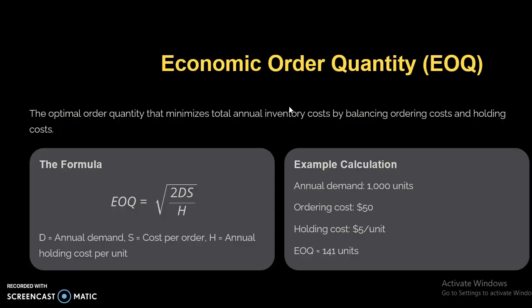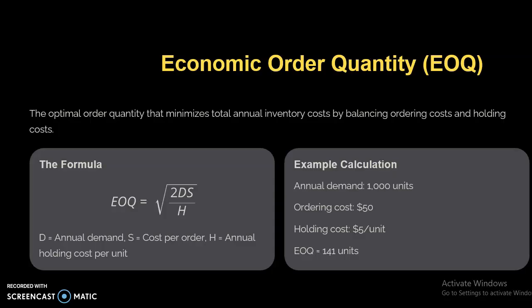The next is regarding the purchasing, we have to determine what is the economic order quantity. That means what is the quantity that we are going to order. This can be determined using the formula EOQ is equal to root of 2DS divided by H, where D is the annual demand, S is the cost per order, H is the annual holding cost. This is an optimal order quantity that minimizes the total annual cost by balancing the ordering cost and the holding cost.